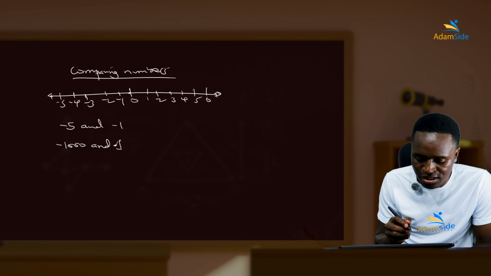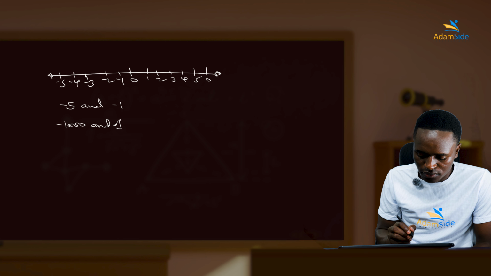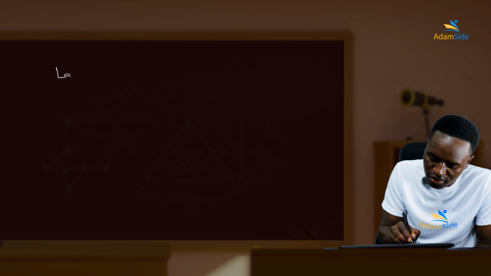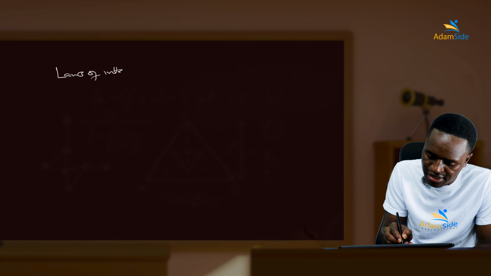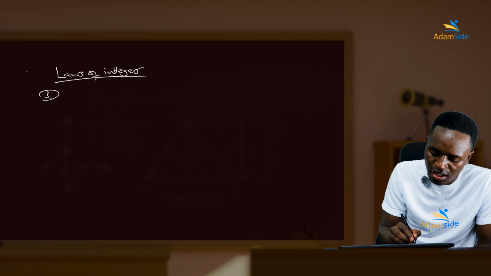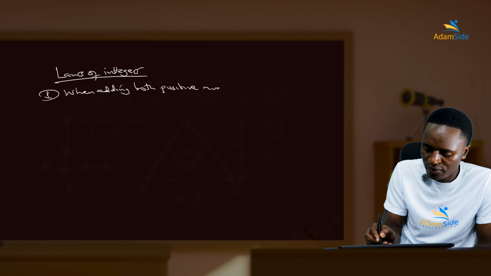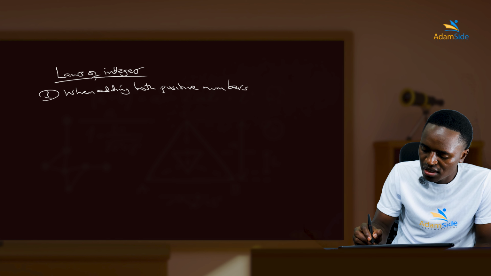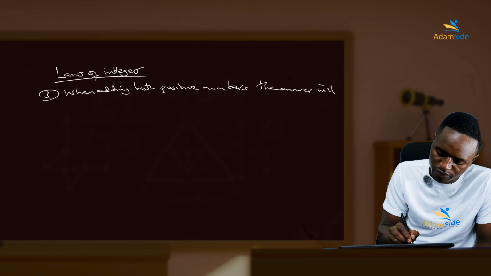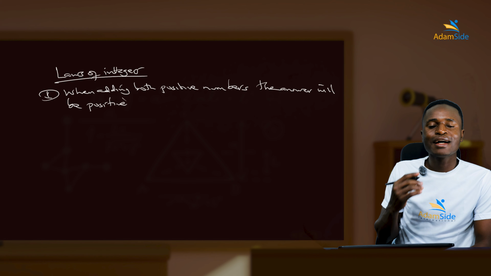Then the next thing we're going to learn is laws of integers. Yes, in IGCSE math, this is highly tested, understanding the laws of integers. Rule number 1: when adding both positive numbers, the answer will be positive. Correct. If you have all positive numbers, the answer will be positive.